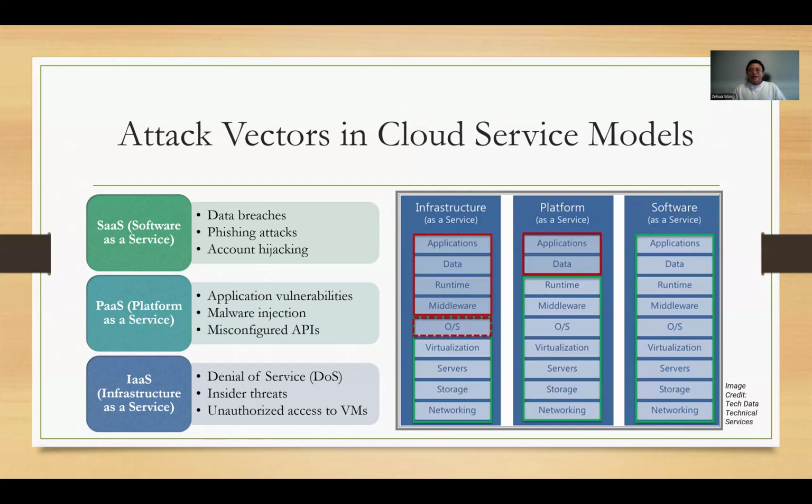For IaaS, infrastructure as a service, misconfiguration of virtual machines or cloud storage instances are common attack vectors. For example, an organization may unintentionally leave a cloud storage bucket open to the public, allowing an unauthorized user to download confidential data.